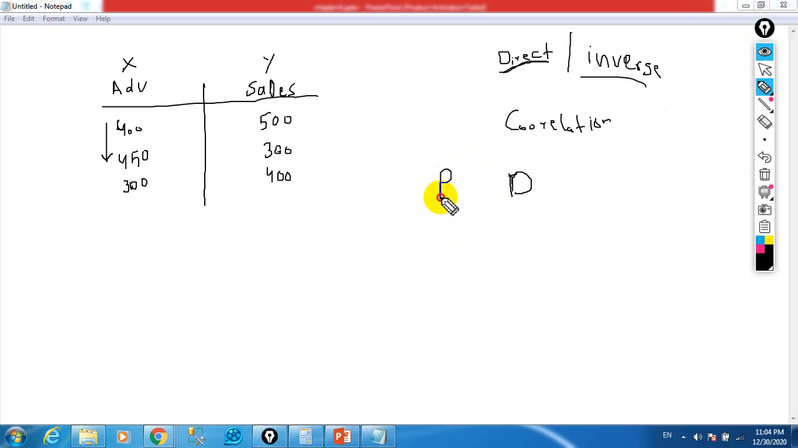So when we are decreasing the price, the demand will increase. When we are increasing the price of a product, the demand will decrease.